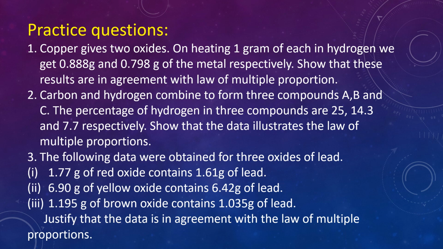Now the third practice question is that the following data were obtained for three oxides. 1.77 gram of red oxide contains 1.61 gram of lead. 6.90 gram of yellow oxide contains 6.42 gram of lead, and 1.195 gram of brown oxide contains 1.035 gram of lead. Now here again you deduct the mass of lead from the lead oxide mass, so you will get the mass of oxygen in all the three cases. Now by keeping the mass of oxygen fixed, you can find out the mass of lead. It will be in the simple whole number ratio, that is 3:4:2.